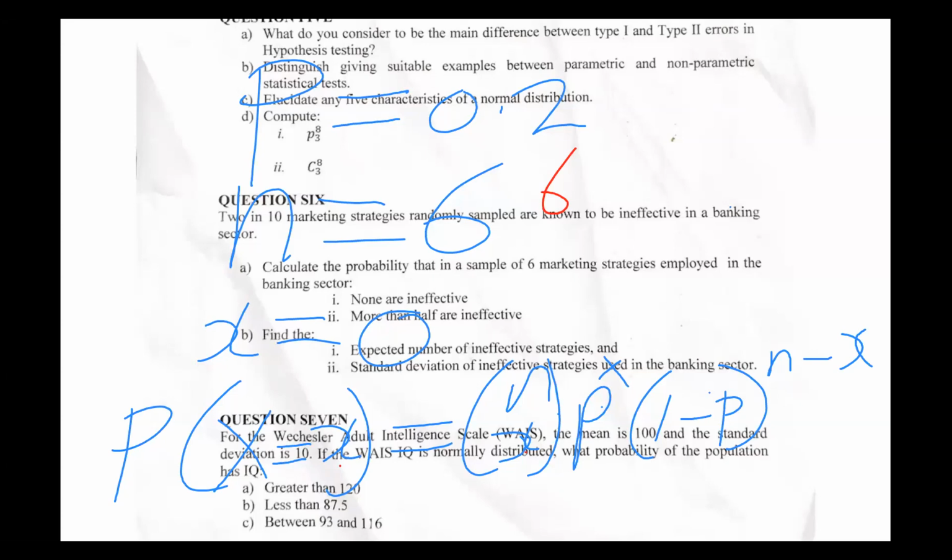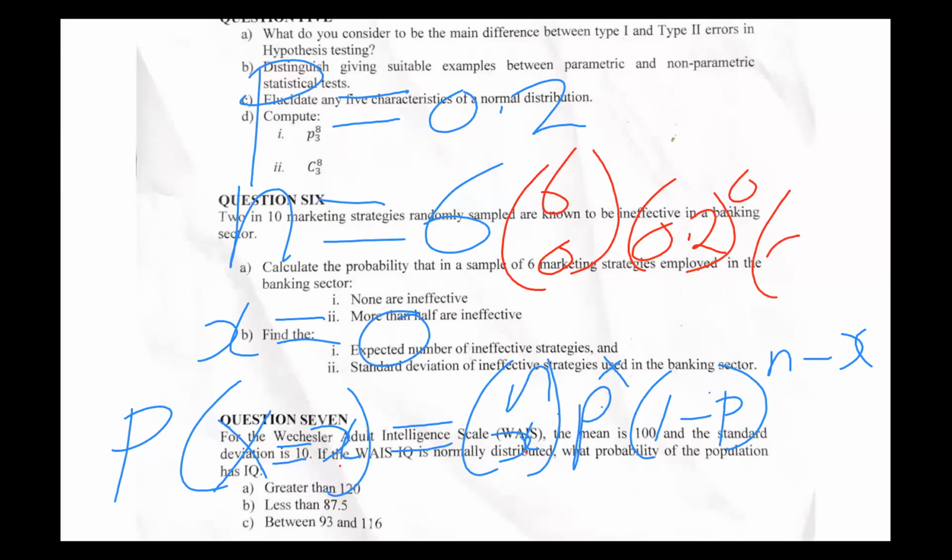So you are asking for the probability that there will be 0 successes. Your success in this case is to get an ineffective marketing strategy. So what is the probability that you have 0 ineffective marketing strategies? So small x will be 0. The p value is 0.2, the probability for each independent trial that you get an ineffective one, to the power 0, multiplied by what? 1 minus p.